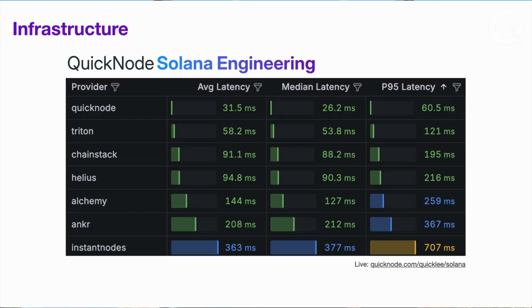There's been a bunch of rack space purchase. There's been a bunch of fiber purchase. And there's a lot of hard work from our engineering team making sure that QuickNode is the best at every data center all over the world. So there's actually a live benchmark that you can see at quicknode.com/quickly/Solana that has live running RPC connections to QuickNode and all of our competitors, where you can see this performance for yourself. We've also been beating competitors on their dashboards as well, so you can go check those out too.